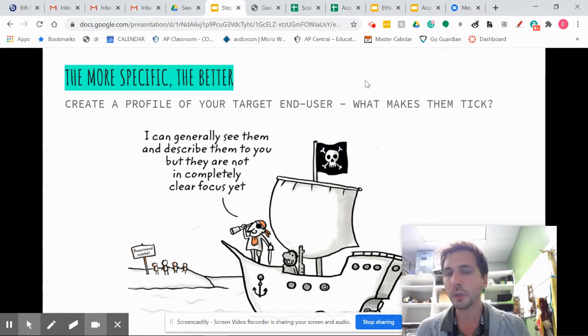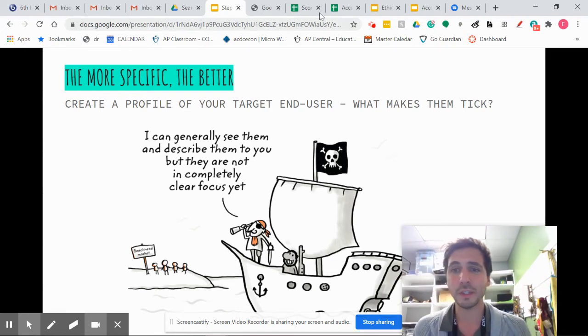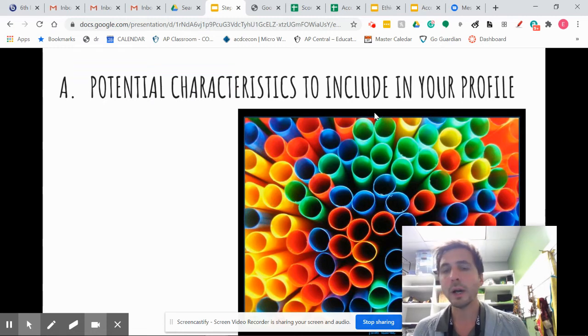So here's what you do. First, you're going to create a profile of your target end user. The goal of this profile is not to say, like, age, gender, all that we've talked about. It is to get even more specific than that, dig even deeper. Yes, there'll be those initial layers, but what's underneath it? Why do those things matter? So what you'll do under your profile is you'll fill out the following characteristics.